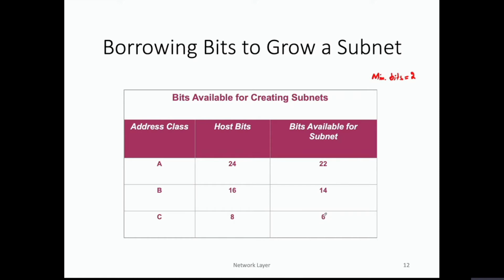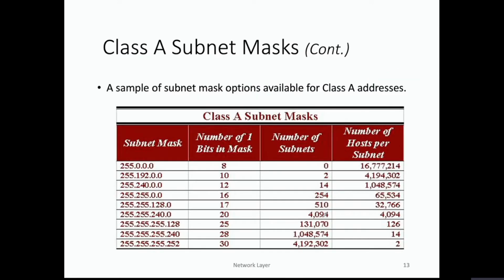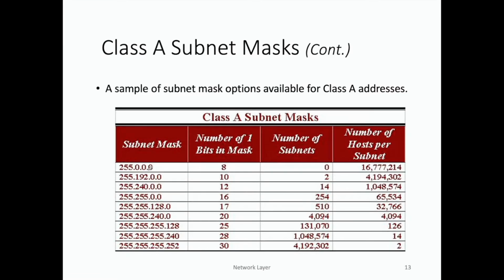This is the maximum number of bits that we can borrow in a class for the sake of the subnetting process, right? Let's try to understand the borrowing of bits and creating subnets, and see how it is calculated using this table of class A.